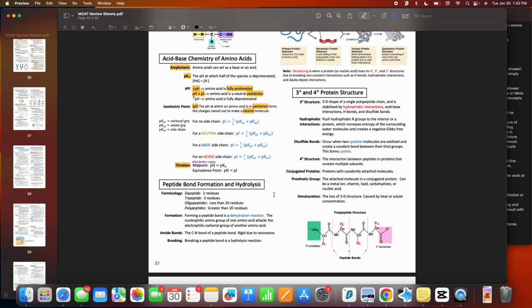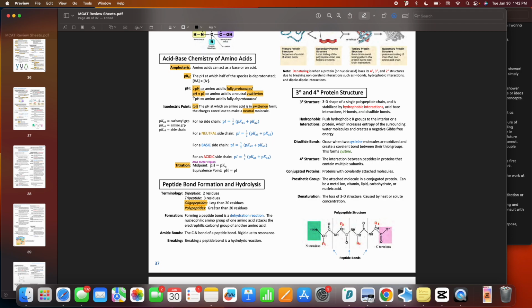Now let's continue. We have the peptide bond formation and hydrolysis. So the terminology is that dipeptides have 2 residues, tripeptides have 3 residues, oligopeptides have less than 20 residues, and more than 20 residues we have polypeptides. So we have to know that oligo is less than 20 and poly is over 20.